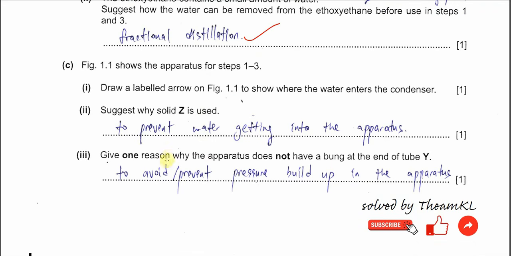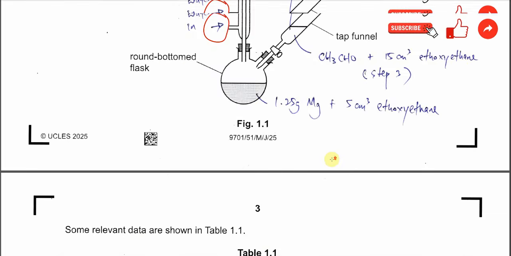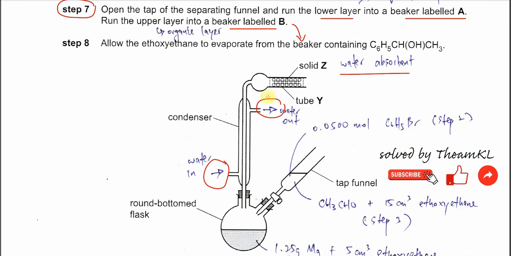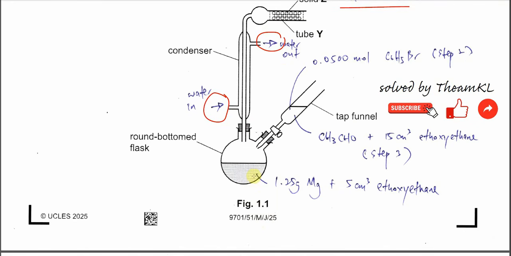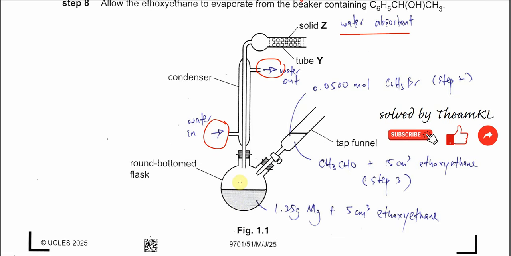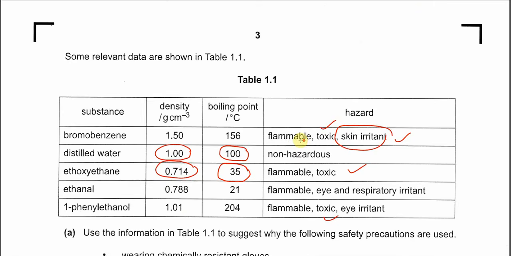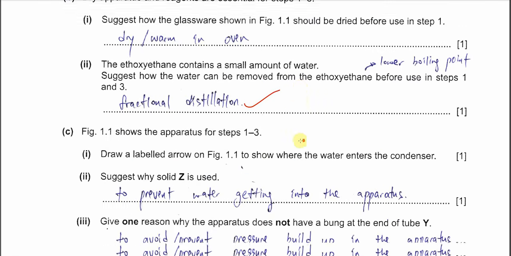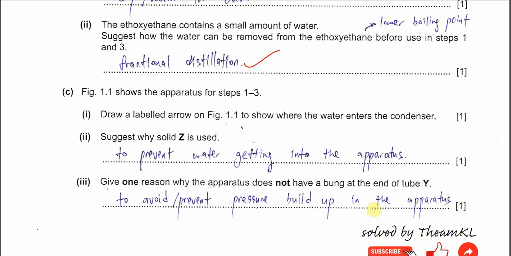Okay, part 3. Give one reason why the apparatus does not have a bung at the end of the tube Y. Why is there no bung or stopper? Because you need to let this stay open. For this reaction, we need to warm or heat the mixture, or during the reaction, it might form some gases. So it's better we let this setup open. If you put a bung here and the pressure builds up, it is quite dangerous. So we try not to let the pressure build up. That's the reason: to prevent pressure build up in the apparatus.